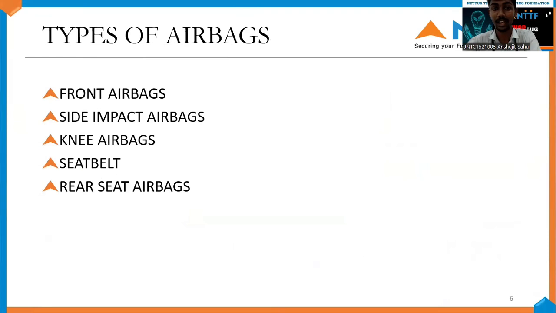The types of airbags are front airbags, which are commonly found at the front. The side impact airbags go to the windows, the knee airbags go to the legs, and the seat belt airbags go to the seating arrangement of the human body. Now, the rear seat airbags are for those sitting in the back seat of the car.